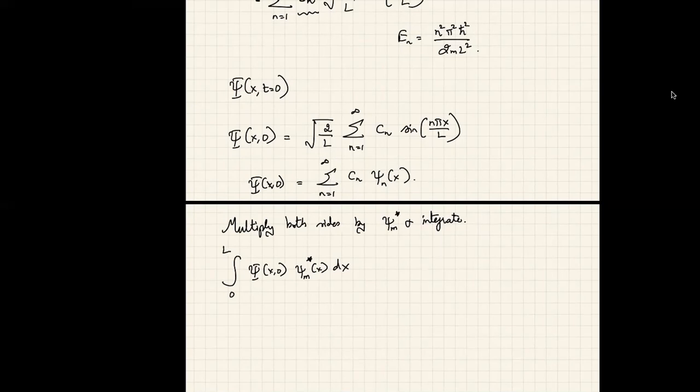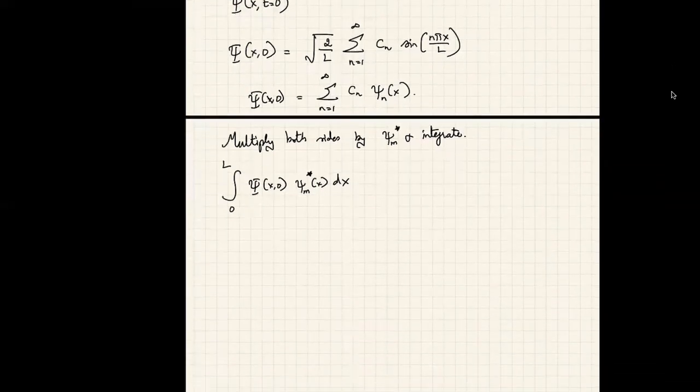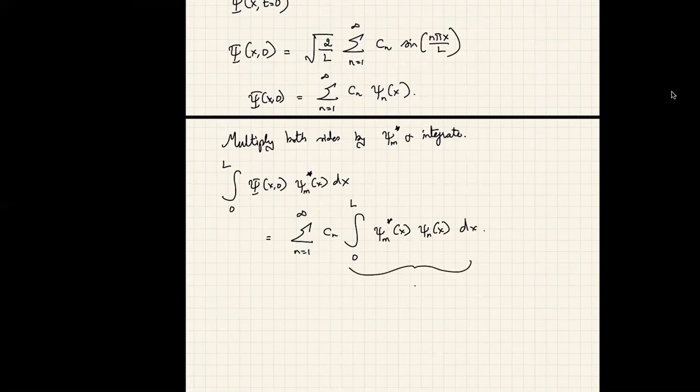But since we will also apply the same trick to general solutions that can also have complex wave functions, I'm putting the star in. The right hand side is the sum over n equal to 1 to infinity of Cn times the integral from 0 to L of psi m star of x psi n of x dx. But remember that the integral of psi m star psi n between 0 and L is nothing but delta nm. It is equal to 1 if m equals n, and it is equal to 0 for all other values of m.